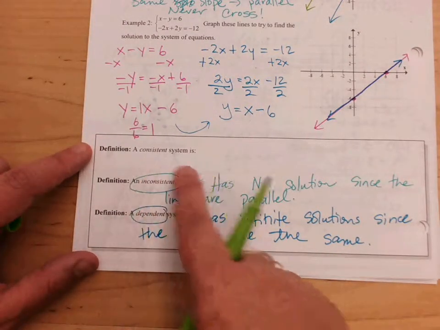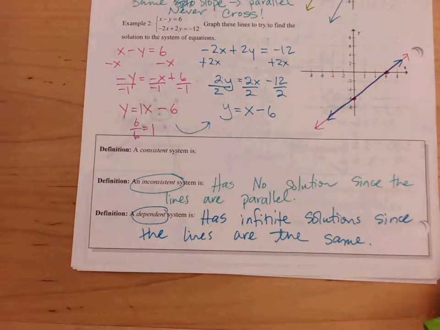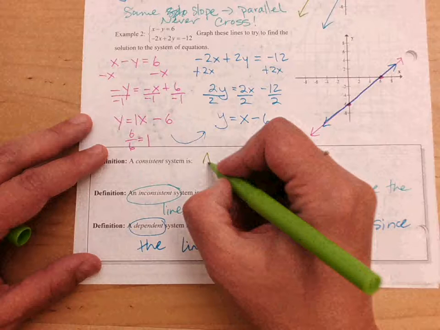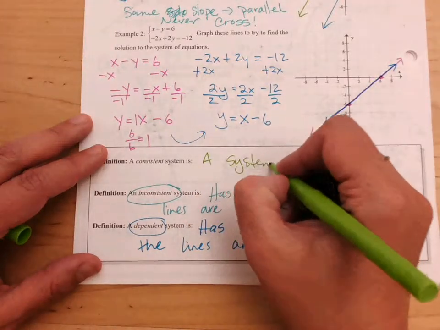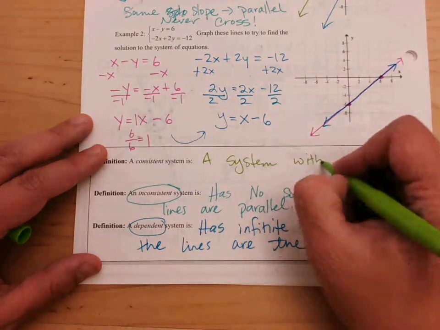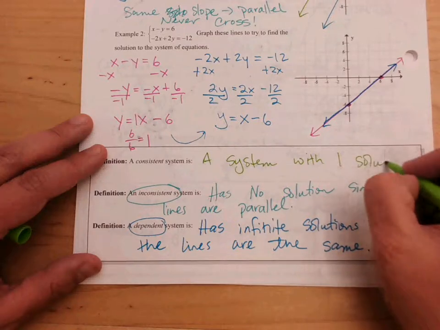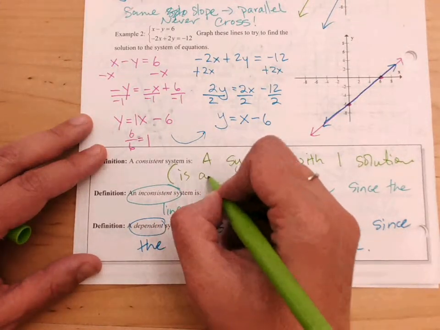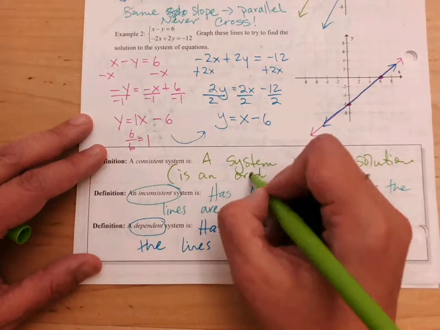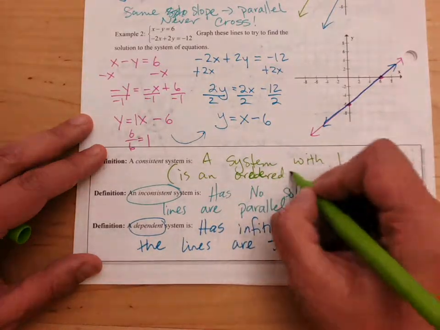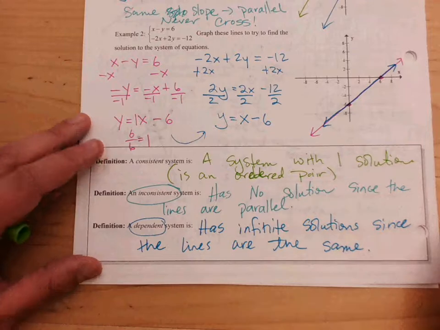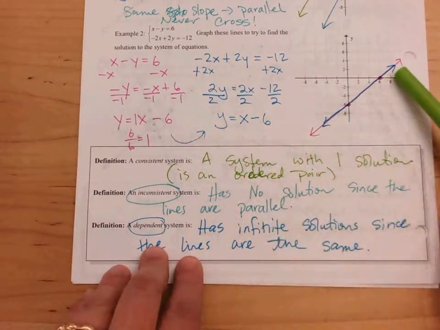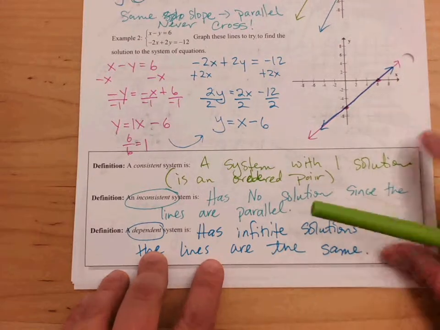What about a consistent system? What do you guys think that one is? Yes, a system with one solution, and that solution is an ordered pair. Okay, it's the point where they intersect. So essentially, if you have the same line, it's going to intersect itself an infinite number of times.